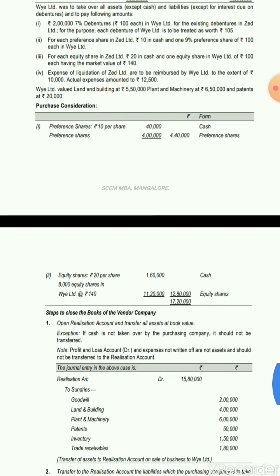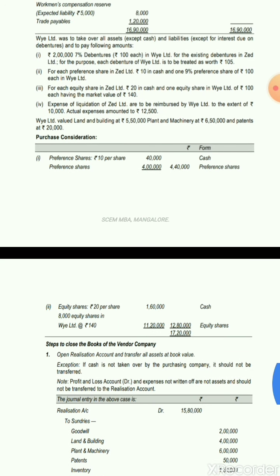See the calculation of purchase consideration with regard to preference shares. For every preference share in the transferor company, the transferee company would pay rupees 10. For every preference share, it is paying rupees 10. So there are 4,000 shares. So 4,000 into 10, which comes to 40,000, which is being paid in cash.